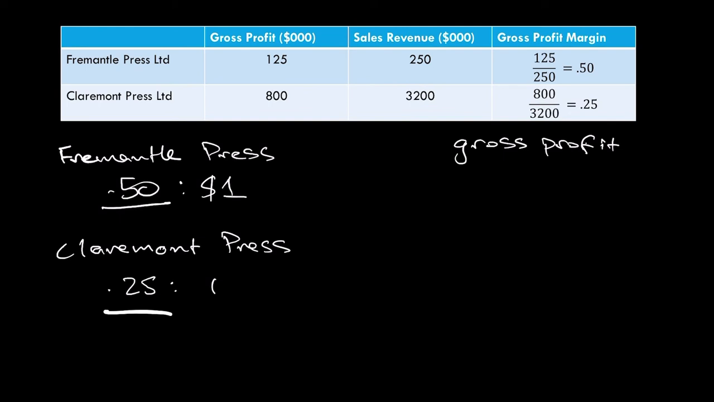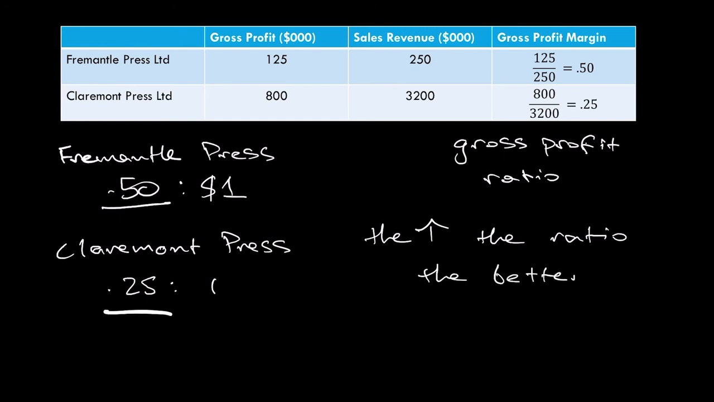So we can see that Fremantle Press actually has a higher profit ratio, even though it earned less profit overall. That means for every $1 of sales revenue earned, 50 cents is converted into gross profit, compared to Claremont Press, which only earns 25 cents of profit per dollar of sales. So Fremantle Press is actually more effective at earning profit from the production and sale of its goods and services. The important note to make here is that when we're talking about profit ratios, and this includes gross profit ratio, the higher the number or the ratio, the better. So the more successful at generating profit from total sales.